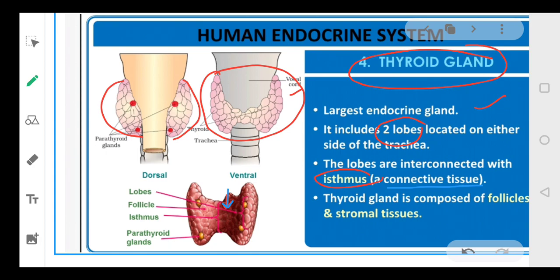Now this thyroid gland is made up of two parts: one is follicles, another is stromal cells. As you can see in the cells, these are the follicles, and these follicles constitute the stromal tissues. So two kinds of tissues are present, that is your follicles and the stromal tissues. So the thyroid gland is made up of follicles and the stromal tissues. Okay, everyone?